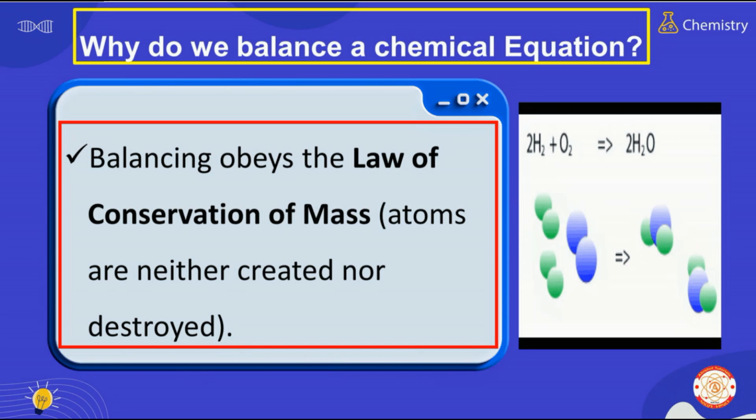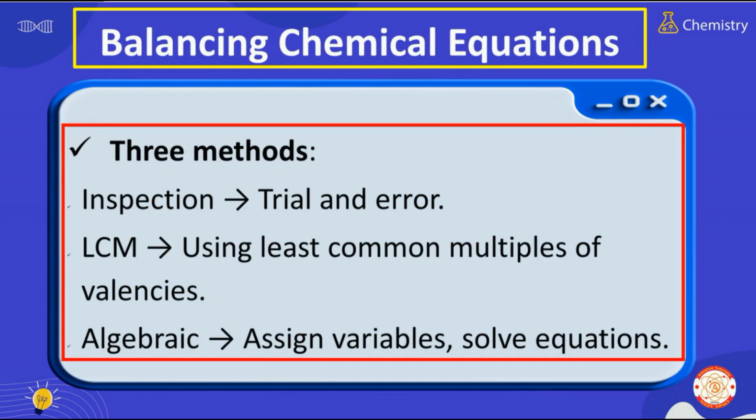This is because balancing a chemical equation satisfies the law of conservation of mass, which states that mass and atoms are neither created nor destroyed. So the number of each atom on both sides of the reaction must be equal. There are three methods of balancing a chemical equation, but like I said, I'm going to use the algebraic method.